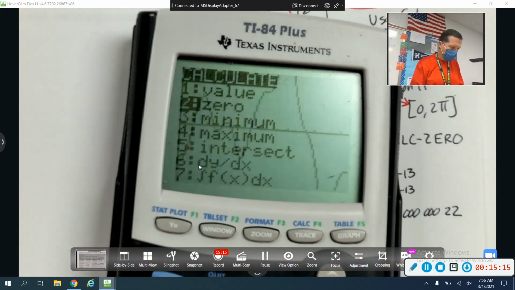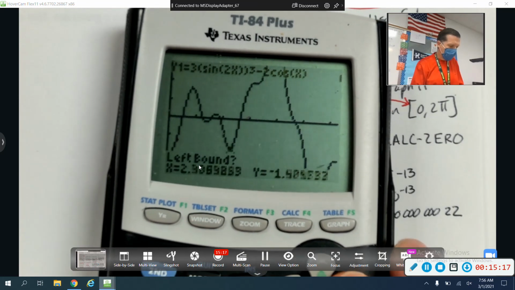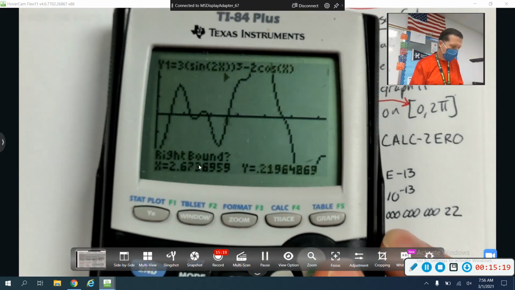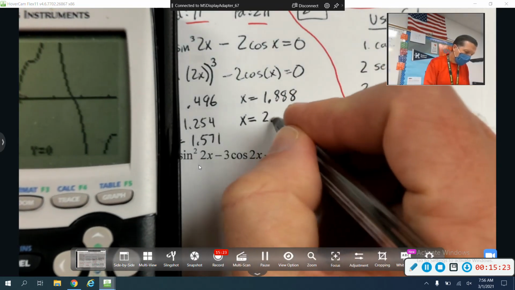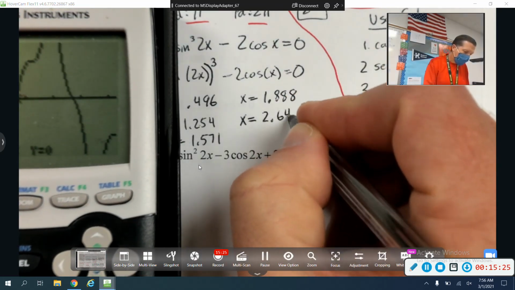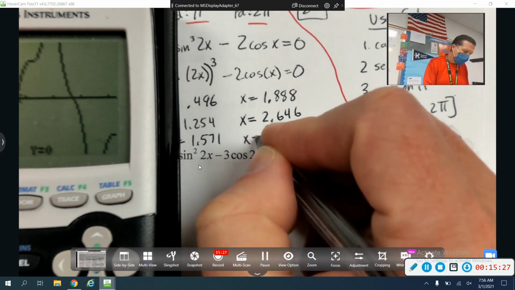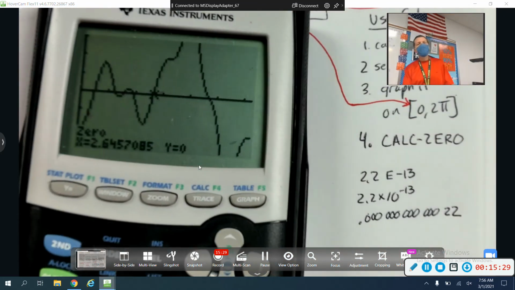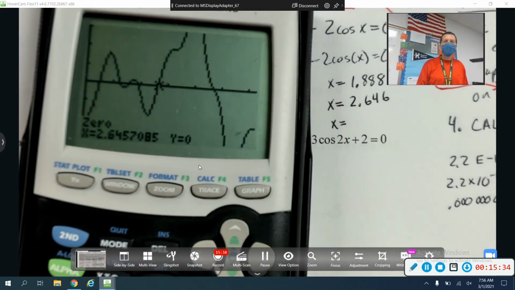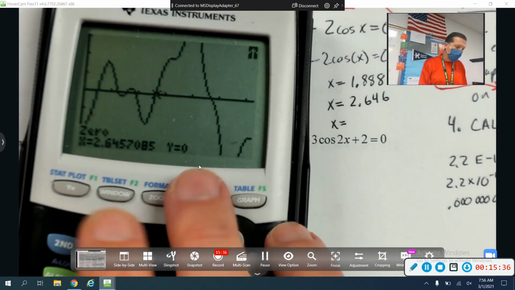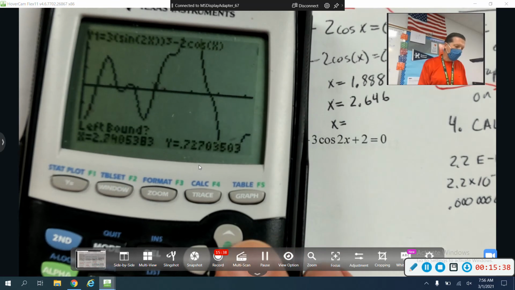Second calc 0. Yeah, I heard a math teacher say your calculator's not really smart. It's actually kind of dumb. It's just really fast at being dumb.